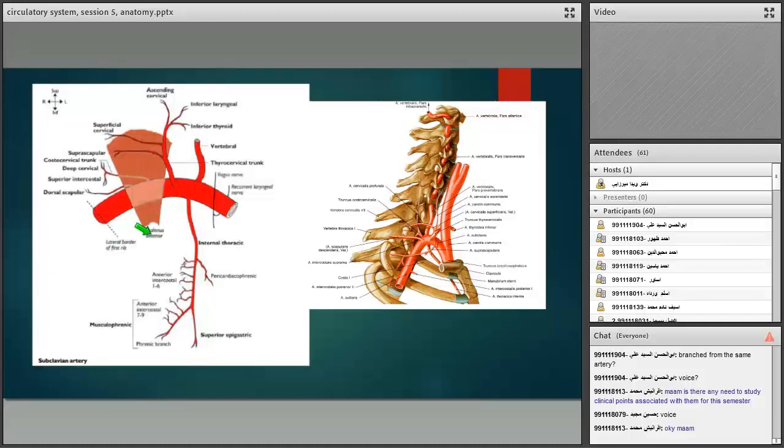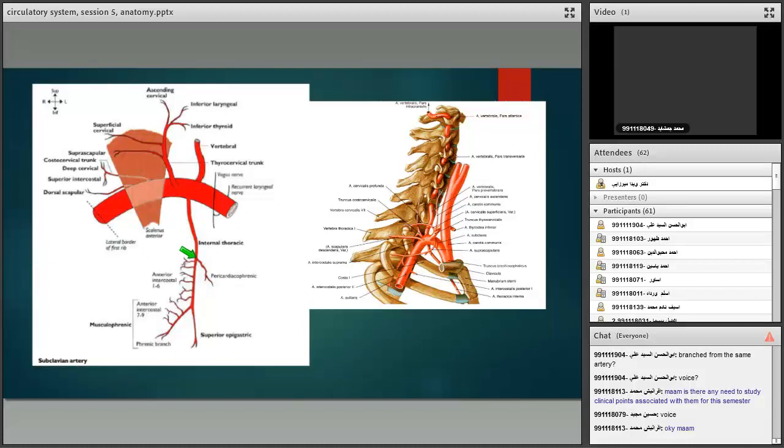Here, look at this diagram. We can see the subclavian artery. This is the thyrocervical branch sending some branches to the thyroid gland and also to the neck. This is the vertebral artery, I mean this one. And also this one is the internal thoracic artery. It is more important, the internal thoracic artery.